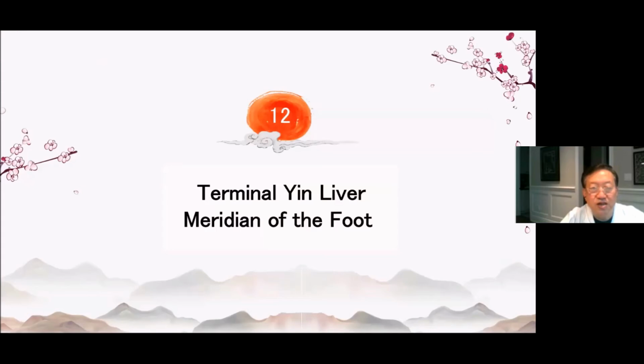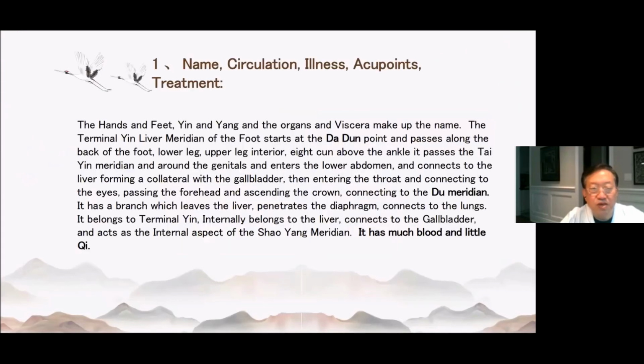12. Terminal yin liver meridian of the foot. Name, circulation, illness, acupoints, and treatment. Naming convention. The hands and feet, yin and yang, and the organs and viscera make up the names. The terminal yin liver meridian of the foot starts at the Dadun point and passes along the back of the foot, lower leg, upper leg interior, 8 cun above the ankle. It passes the tai yin meridian and around the genitals and enters the lower abdomen.